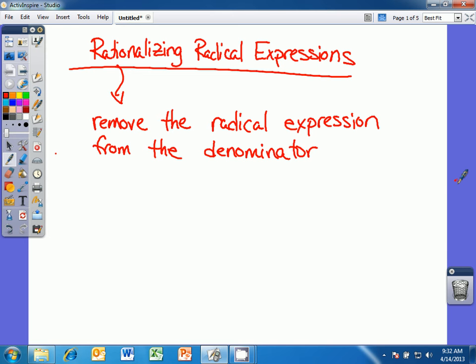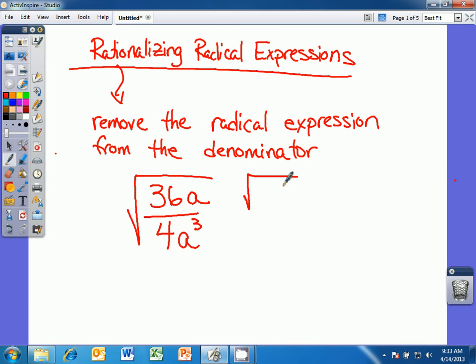Square root of 36a over 4a to the third. So to rewrite this, we have 36a as a radicand in my numerator, and then we have square root of 4a to the third in my denominator. This is one way to take a look at it.